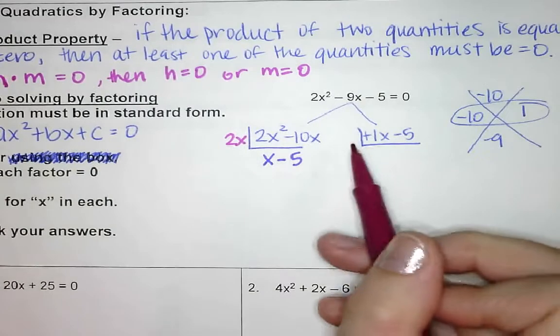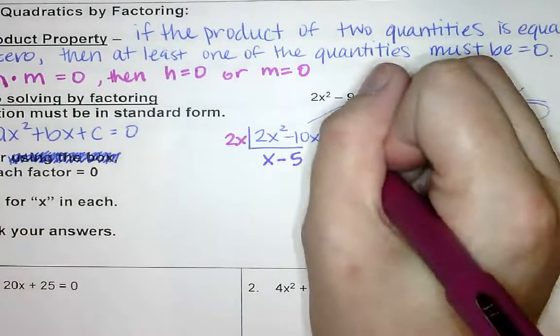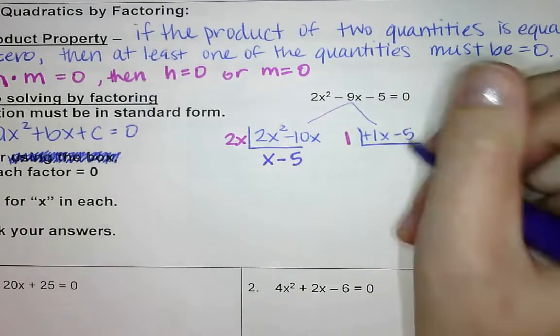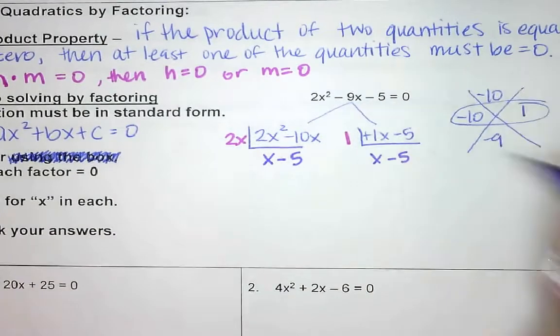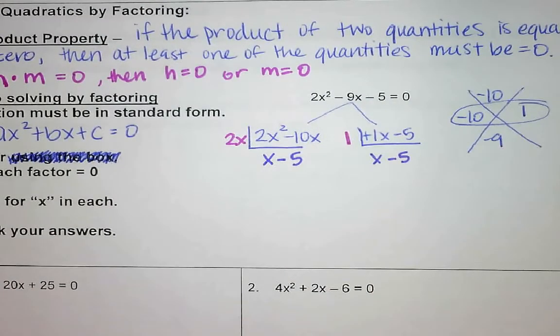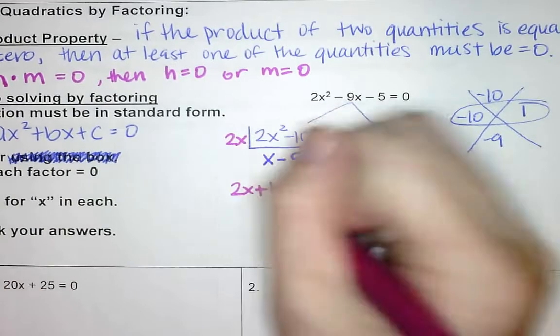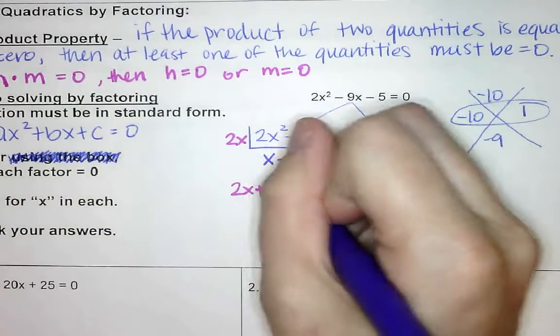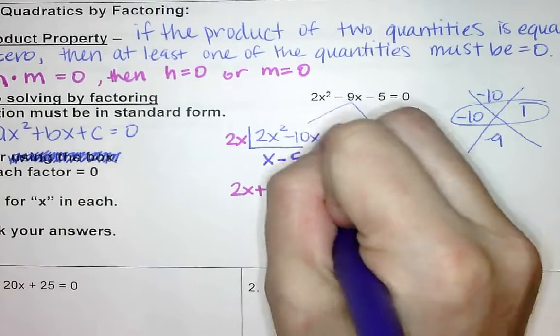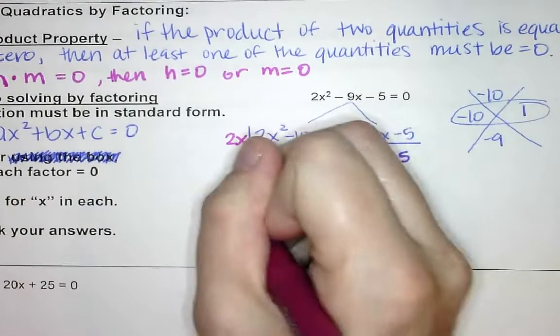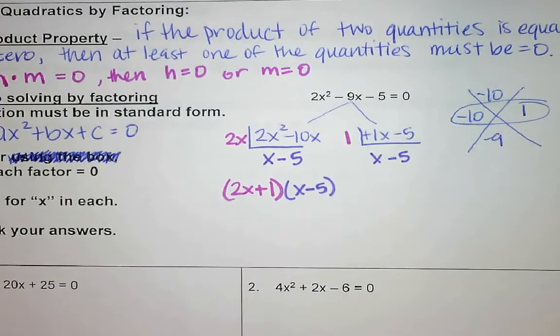So my two factors are 2x plus 1 and x minus 5. Sorry, I forgot my parentheses here. So (2x plus 1)(x minus 5), and that is equal to 0. So we just factored that trinomial. Do y'all feel good about that? So this is my factored form.